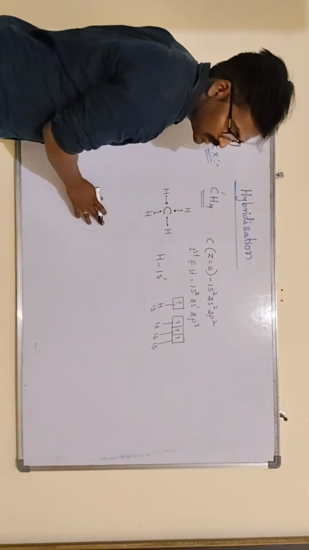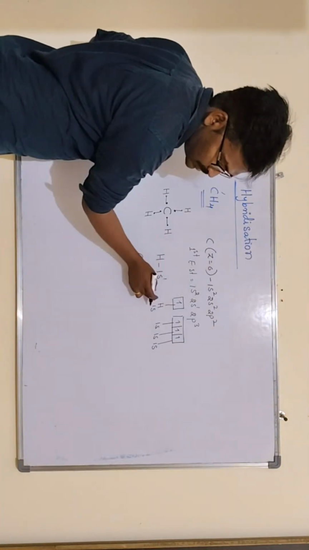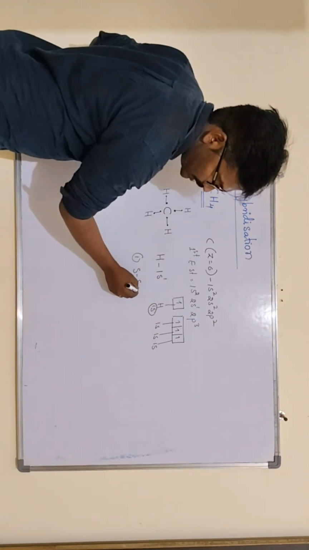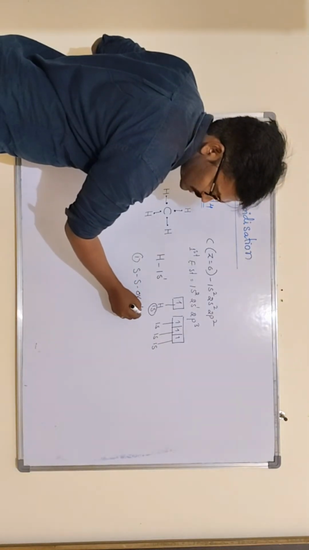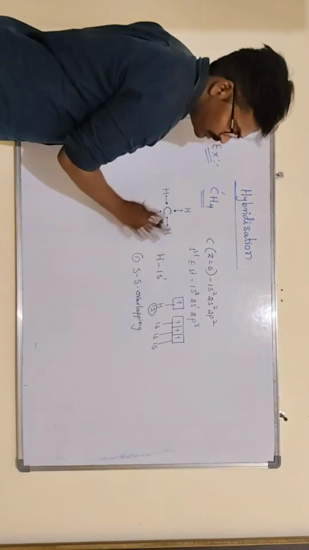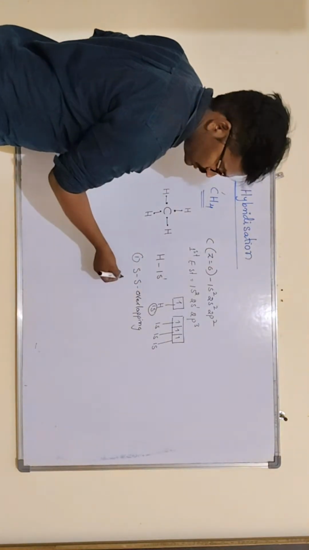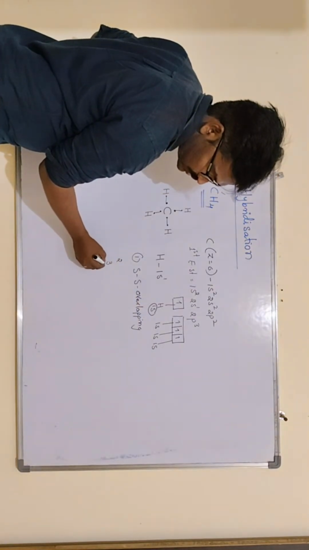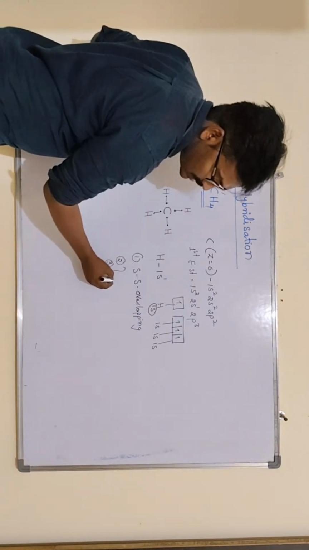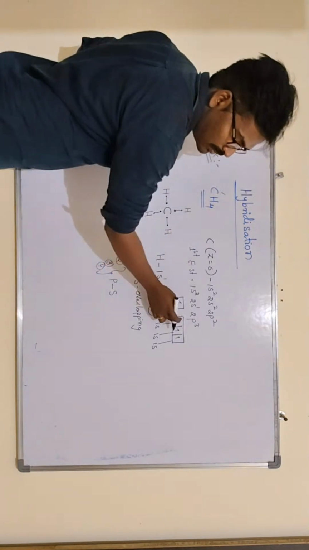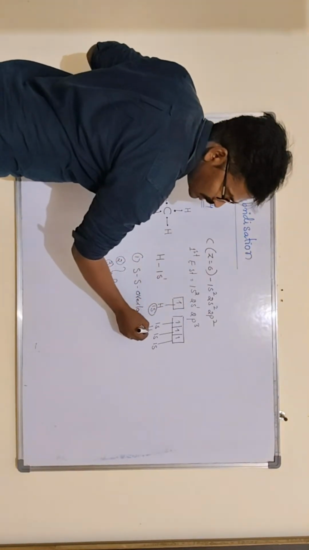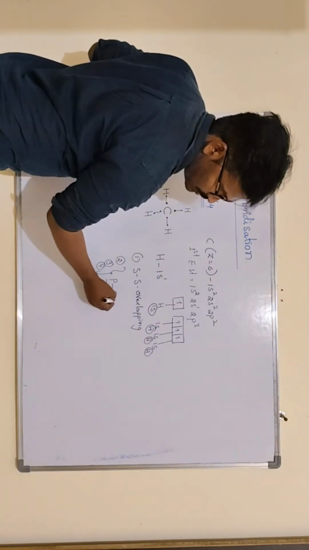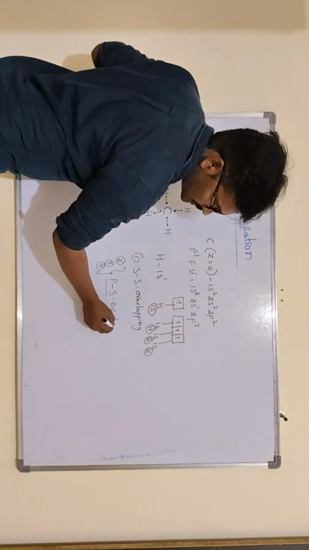So the first bond is between s orbital and s orbital, so s-s overlapping. The first bond formation happened by ss overlapping. For the second, third and fourth bonds, the p orbitals of carbon and the s orbital of hydrogen overlap, so sp overlapping takes place. Observe it.